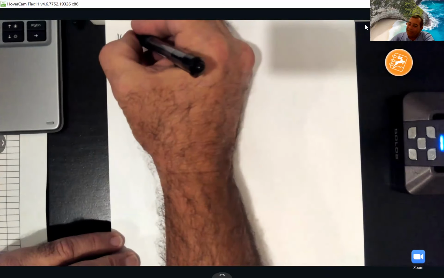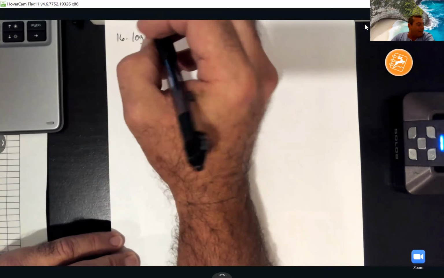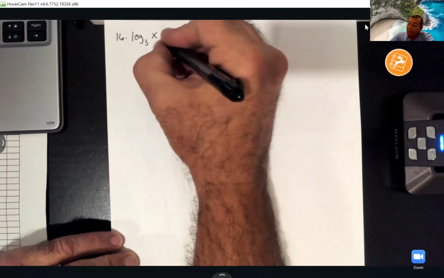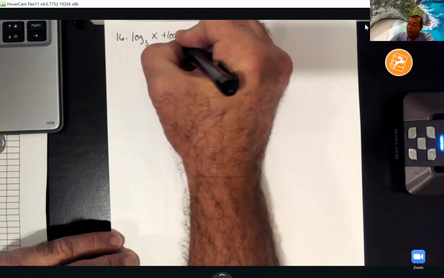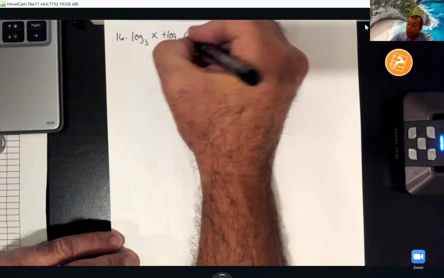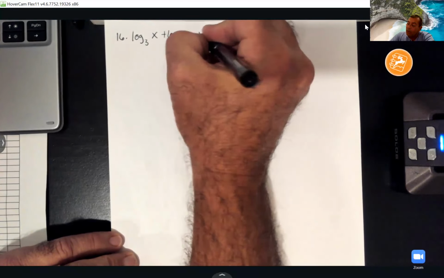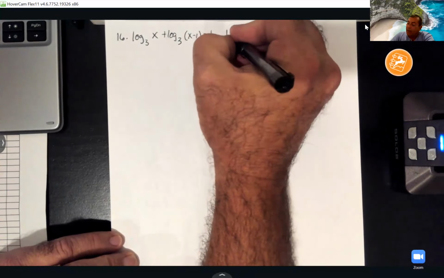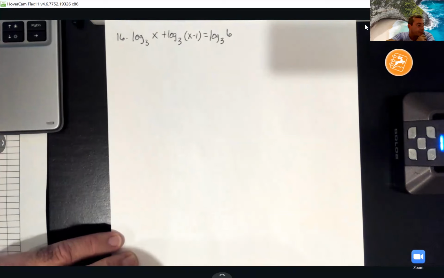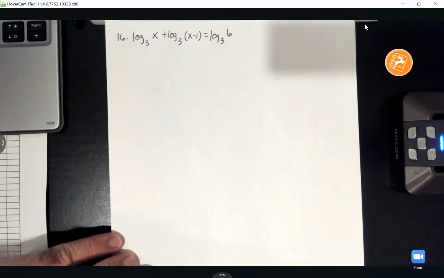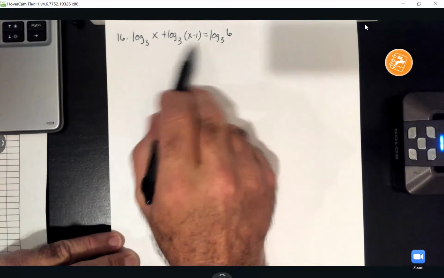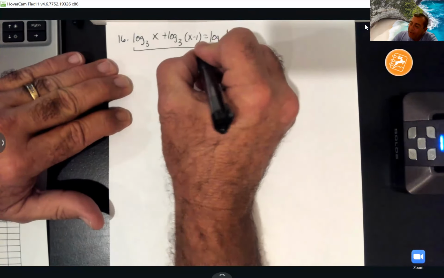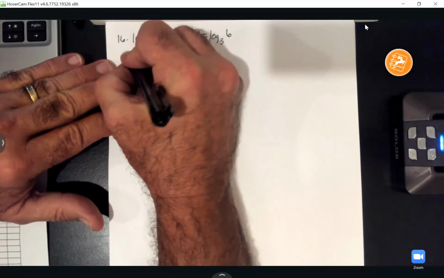So y'all watch this one, 16. Log base 3 of x plus log base 3 of x minus 1 is going to equal log base 3 of 6. Now, I sort of like these when they got logs on both sides. The tricky part is this part. We got to write it as a single log.